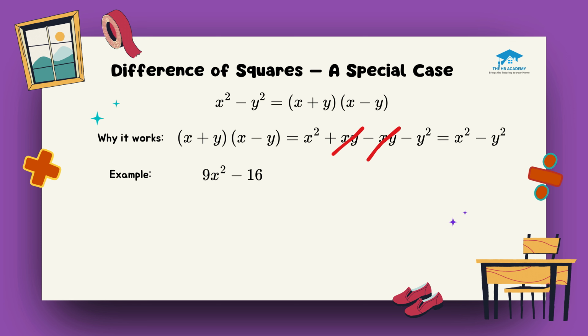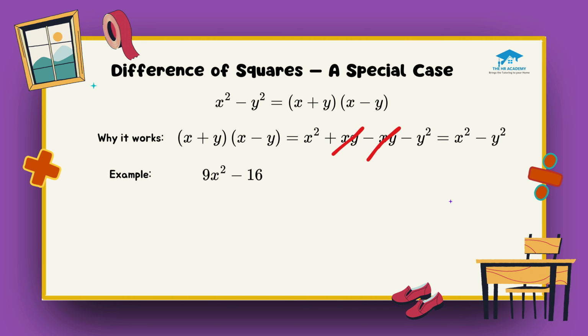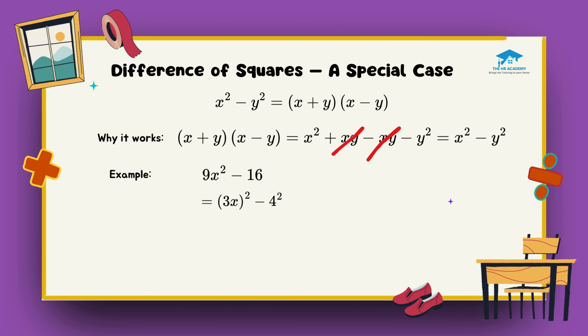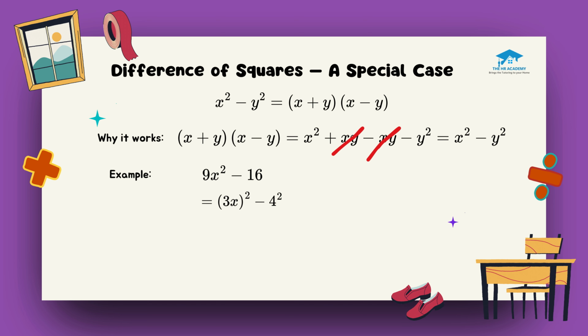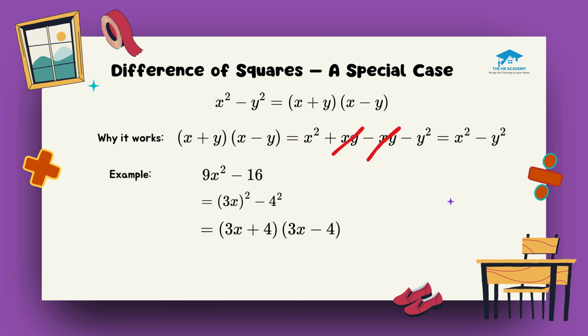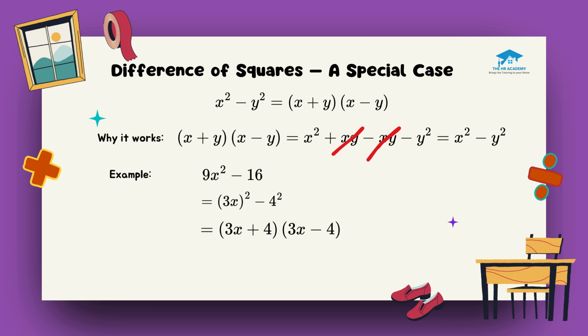For example, 9x squared minus 16. Both 9x squared and 16 are perfect squares, so we use the square roots for both terms. The square root of 9x squared is 3x, and the square root of 16 is 4. Using the identity, that means 3x squared minus 4 squared is 3x plus 4, 3x minus 4.